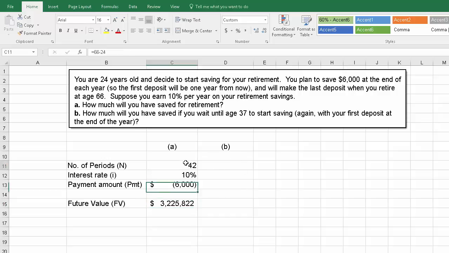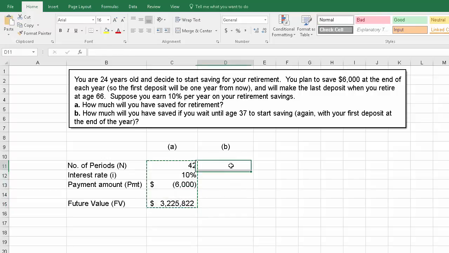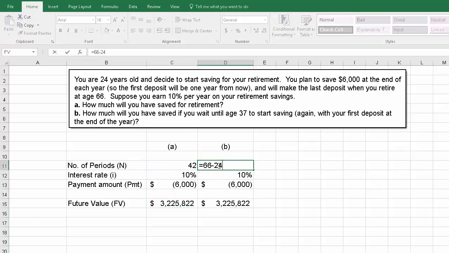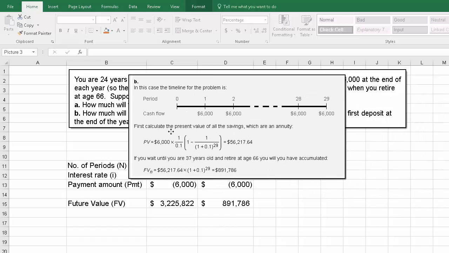Now, to solve for B, let's just copy all of this. And the only difference is now you're waiting until age 37. So we're going to retire at 66. This becomes 37. So the number of periods, it's only going to go 29 periods, and we see that becomes $891,786. And that matches what we did earlier. If I put this up here, you see there's the 891,786.